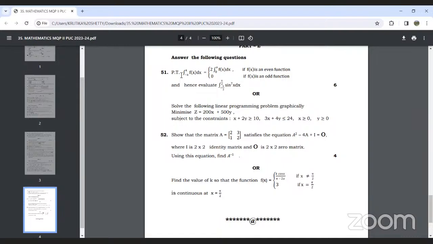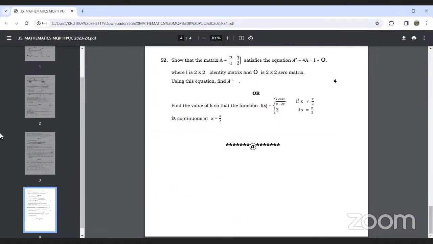Okay, so pay attention. Here the property is the integration from minus a to a of f of x dx is equal to 2 times the integral from 0 to a of f of x dx if f of x is an even function, or it is equal to 0 if f of x is an odd function. So if it is an odd function, it is equal to 0. If it is an even function, then it is equal to 2 times the integral from 0 to a of f of x dx. Okay, so we will discuss the proof for this.